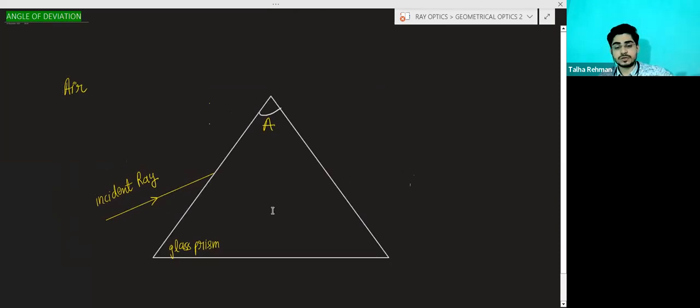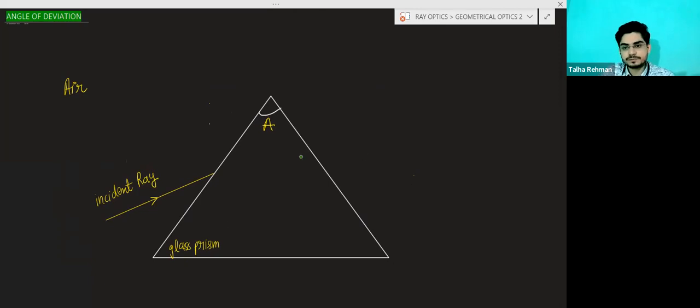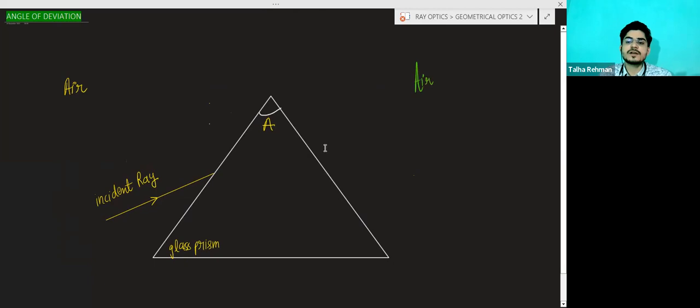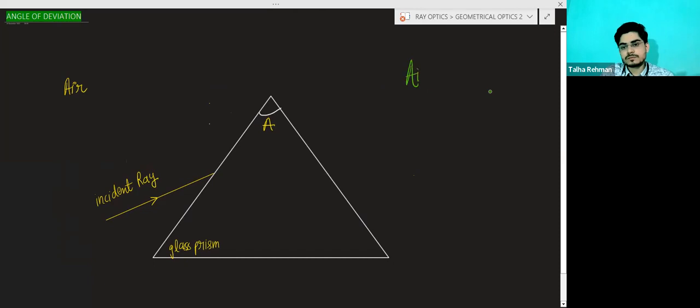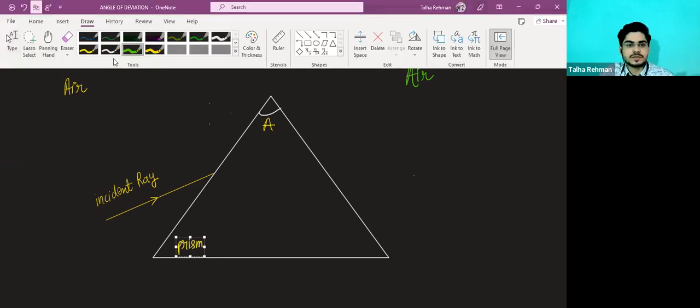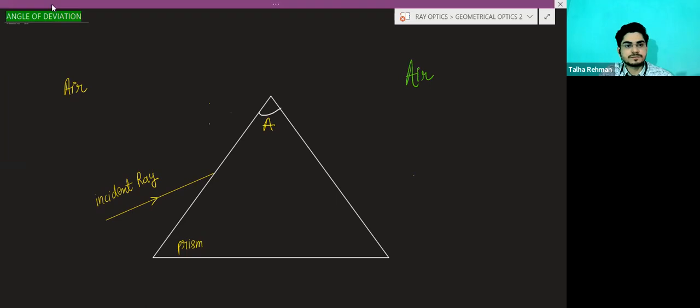Okay, now focus on this. So this is a glass prism, and around it there is air. This is the angle of prism. This prism is just, you can say, a glass prism, or simply a prism. Okay, and this is the incident ray. This incident ray is coming from the air, and now this incident ray is entering another medium.